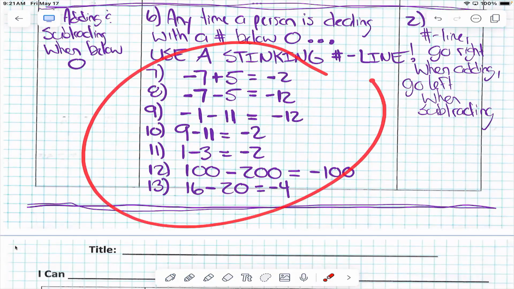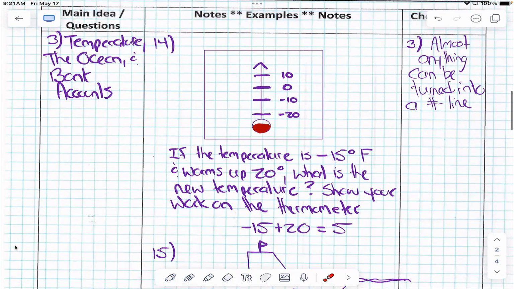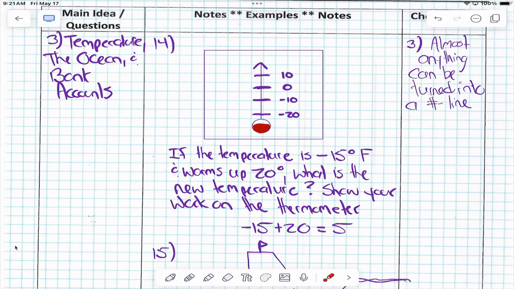So I'm not going to go through all these problems, but these are all examples of problems that if you use a number line, you would get to the correct answer. I know you would. What's this object or this drawing actually called? And a thermometer is technically a what?